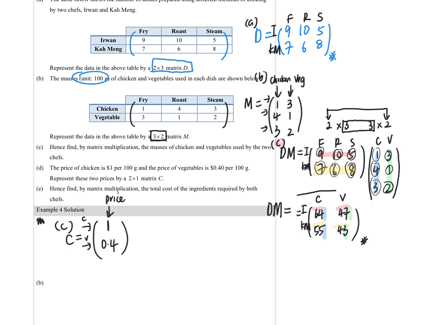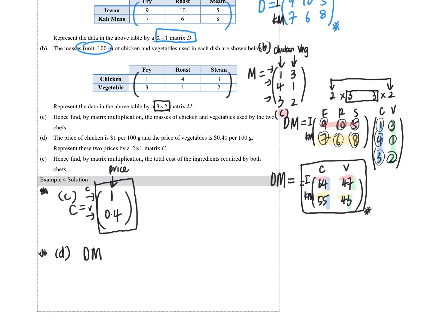I already have the total amount of ingredients needed by Erwan and Cumming. I know the individual price. So how should I use matrix multiplication to find the total cost for the 2 chefs? Which one times which one? Which one goes first? It matters. Should I put the C in front of DM or behind? So DM first, followed by C.